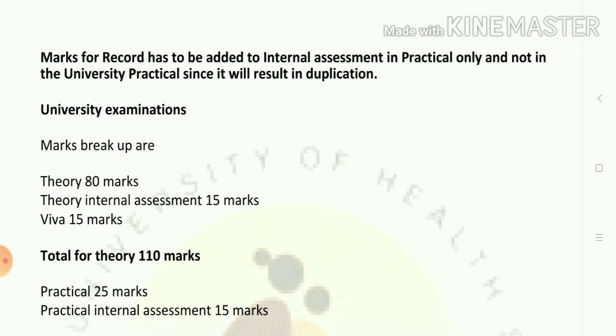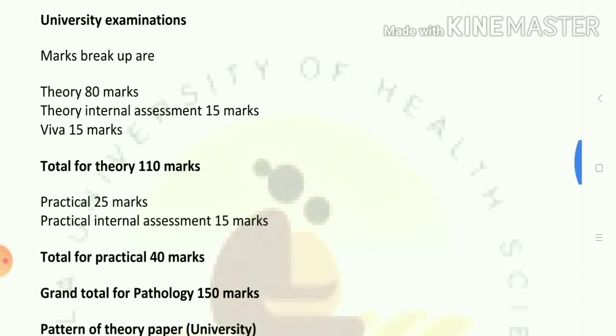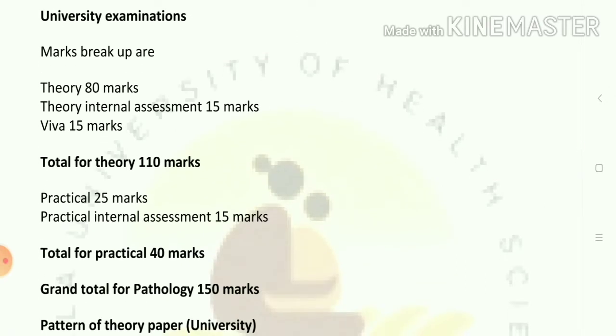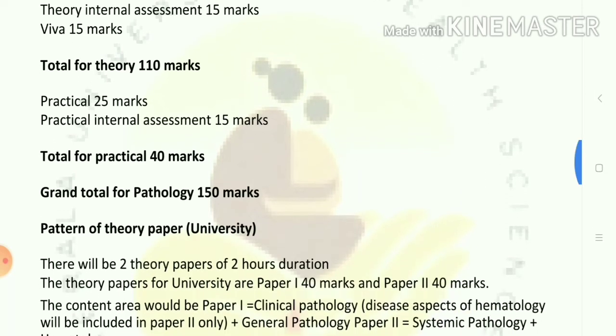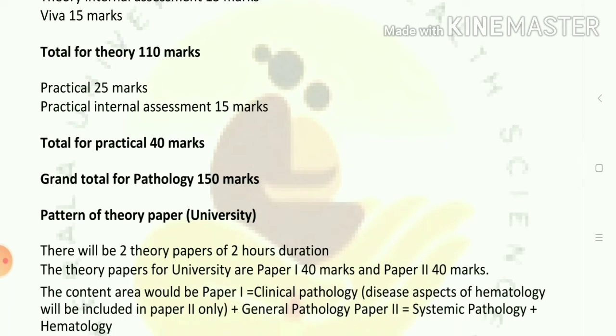Then the university examination marks breakups are: for theory 80 marks. In the theory, internal assessment 15 marks and Viva 15 marks. Total for theory is 110 marks. Practical 25 marks. Practical internal assessment 15 marks. Total for practical is 40 marks, just like microbiology. Grand total for pathology is 150 marks.